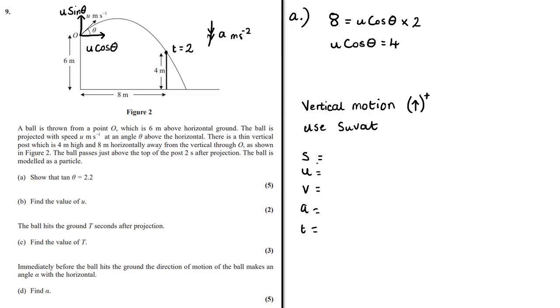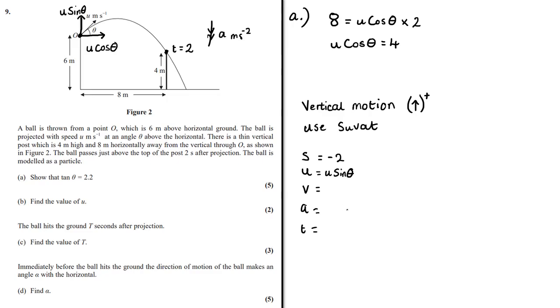So what do we know here? Well, let's start with S, the displacement. We start at this point, we are projected upwards, and then at this point here, what would be the height? Well, we've gone from 6 down to 4, so that's a displacement of -2, because we've gone down. We're taking up as being positive, so this would be -2. The initial velocity for the vertical component, that's easy to see. That'll just be u sine theta.